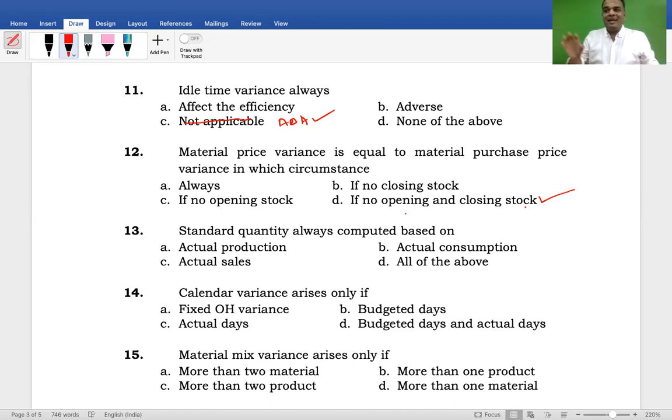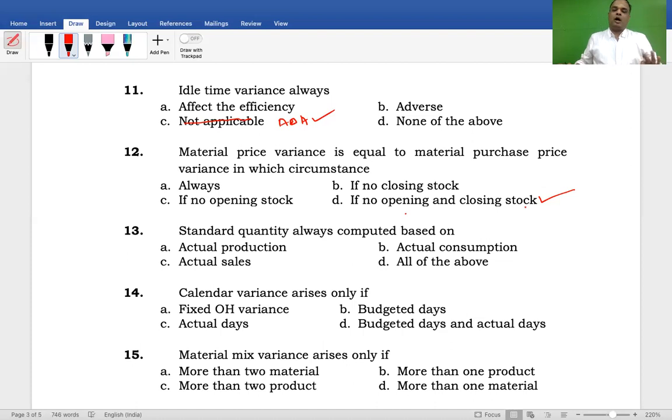I'll repeat once again. I have purchased 100 quantity. There is no opening and closing stock. Then my consumption is also 100. Whatever price I have purchased at is applicable for usage also. Therefore there is no difference between price variance and usage variance. Material purchase price and consumption-based price are both the same. If opening stock is there, a different rate may be possible because that is from the previous year. Then the both variances may not be equal. Got it or not? Next.